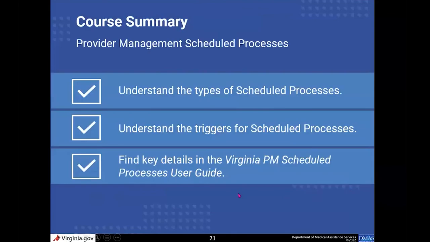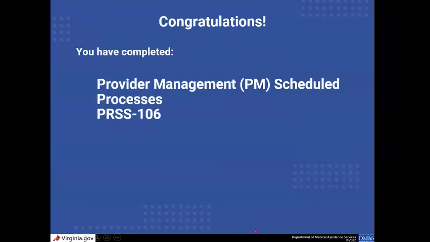All right. So our course summary for this session is we went through understanding the types of scheduled processes, understanding the triggers for scheduled processes, and then we went through finding key details in the Virginia Provider Management Scheduled Processes User Guide. I hope this session has been helpful for you. And congratulations, you have completed the Provider Management Scheduled Processes session, PRSS 106. Thank you.